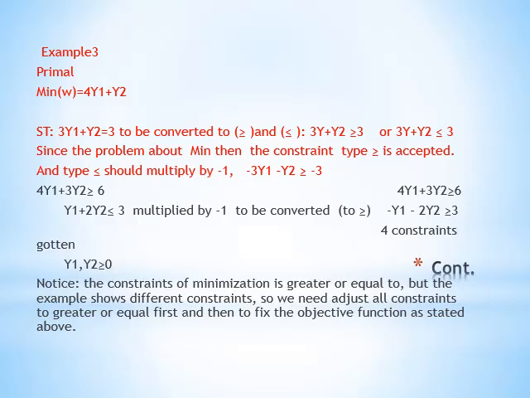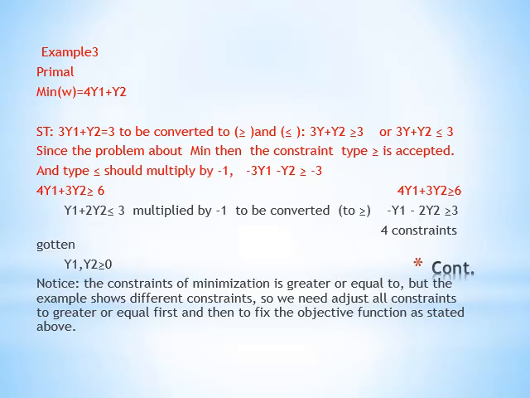The second constraint is suitable, but the third one is not suitable. So then it should be multiplied by -1. Then negative y1, negative 2y2 more or equal to what? 3. Now we have four constraints.